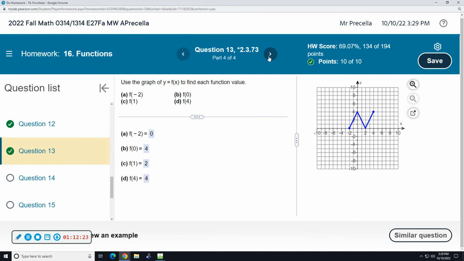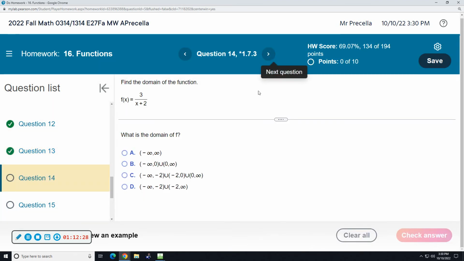But the natural question to ask is, how do we find the domain if it's given as an equation? It's easy to find the domain when it's just ordered pairs written out.